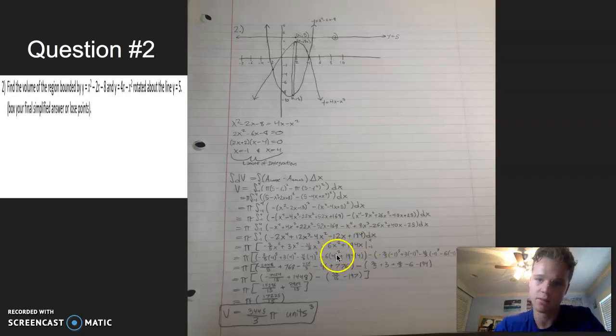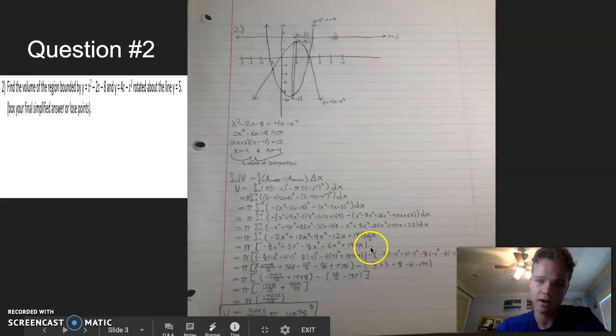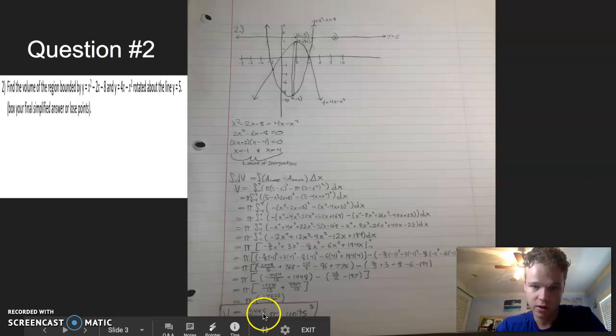I used FTC part 2 to plug in the values of -1 and 4 and simplified that. And my final answer was 3,445 over 3 pi units cubed.